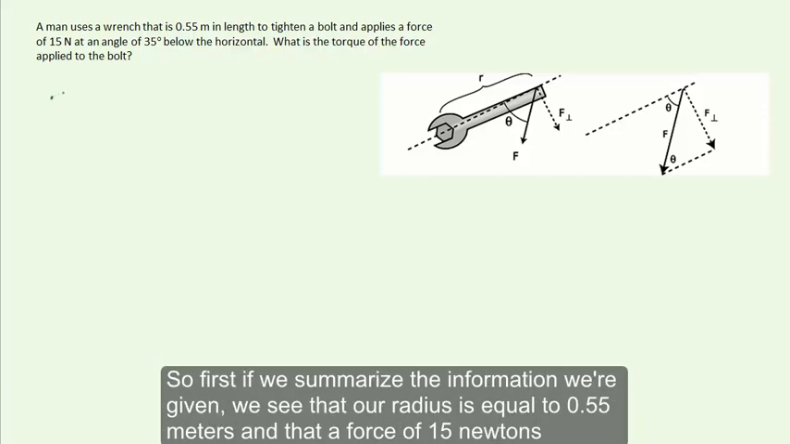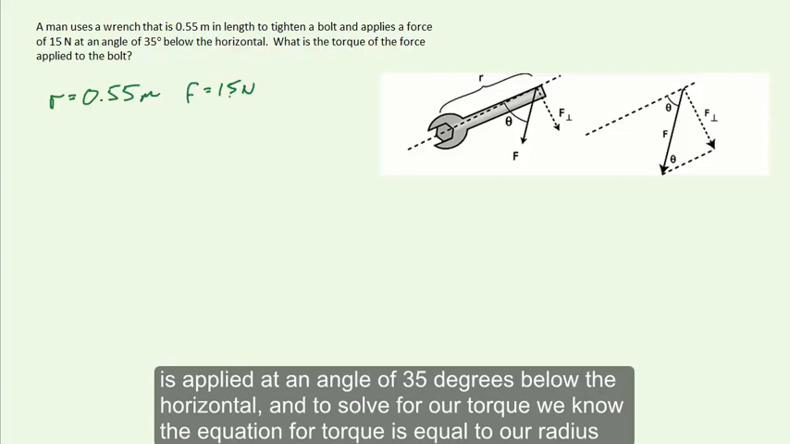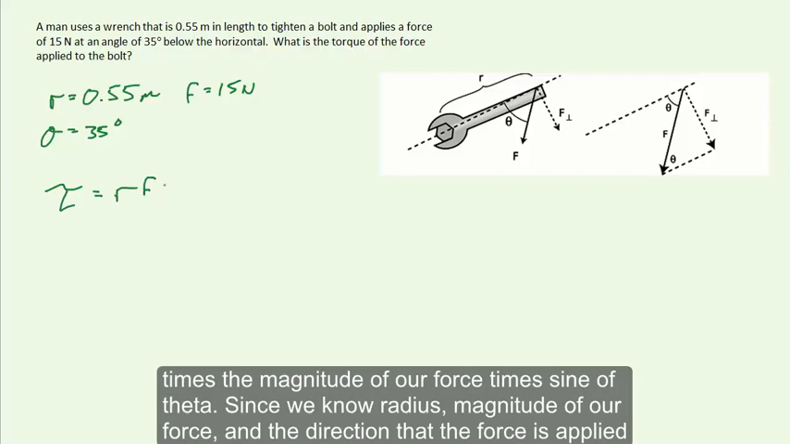So first, if we summarize the information we're given, we see that our radius is equal to 0.55 meters and that a force of 15 newtons is applied at an angle of 35 degrees below the horizontal. And to solve for our torque, we know the equation for torque is equal to our radius times the magnitude of our force times sine of theta.